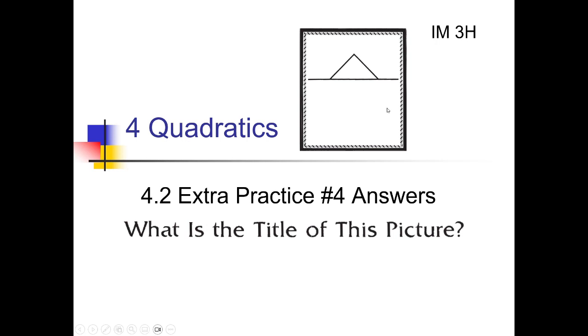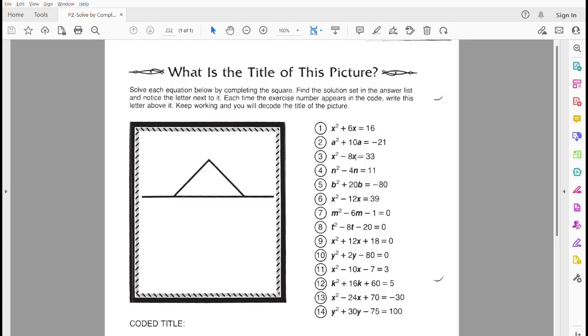Here bringing you the IM3 Honors 4-2 Extra Practice number 4 solutions on completing the square. There's a puzzle that goes with this. Let's go ahead and take a look at that. So here's a look at the puzzle that we're going to be wrestling with on this one. We're trying to solve the riddle of what is the title of this picture. It's just a triangle and a line, so very abstract. I can't wait to see what the title is on this thing.